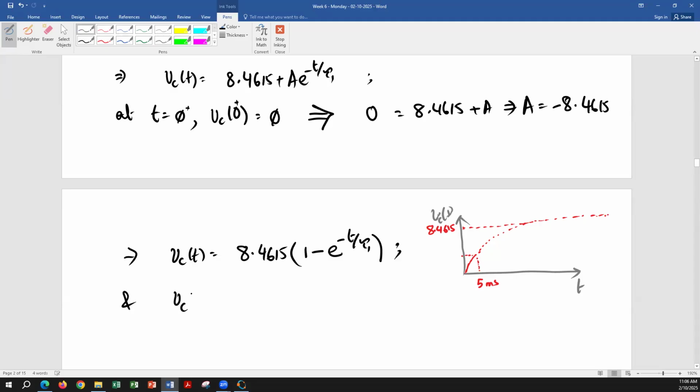Vc at 5 millisecond equals, let's calculate that, t is equal to 5 millisecond. What do I have? Vc naught times 1 minus exponent of negative t over tau 1. 3.7753. That will be the capacitor voltage at 5 milliseconds.